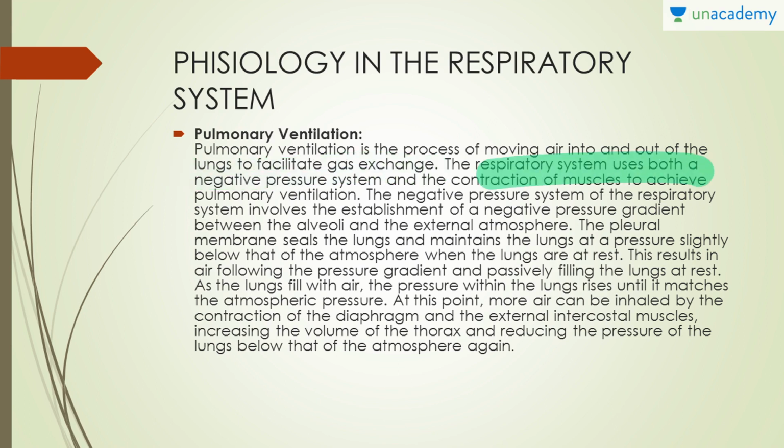The respiratory system uses both a negative pressure system and the contraction of muscles to achieve pulmonary ventilation. The negative pressure system involves the establishment of a negative pressure gradient between the alveoli and the external atmosphere. The pleural membrane seals the lungs and maintains them at a pressure slightly below that of the atmosphere when the lungs are at rest, that is, not in a position of exercise. This results in air flowing down the pressure gradient and passively filling the lungs at rest. As the lungs fill with air, the pressure within the lungs rises until it matches the atmospheric pressure.